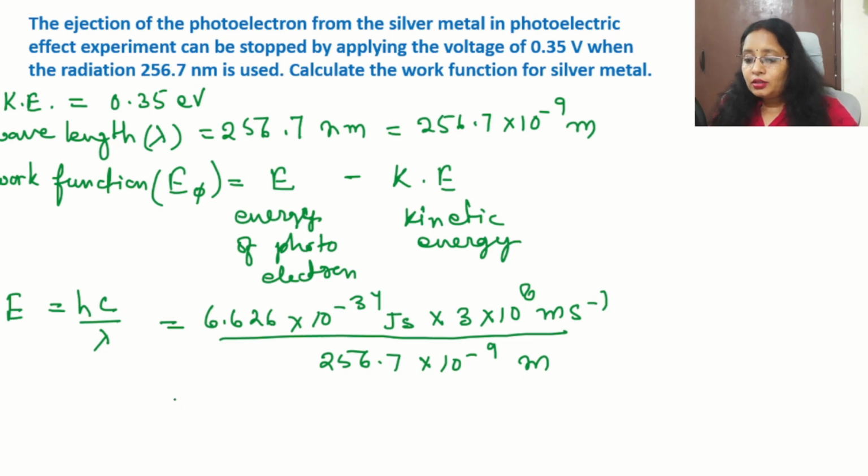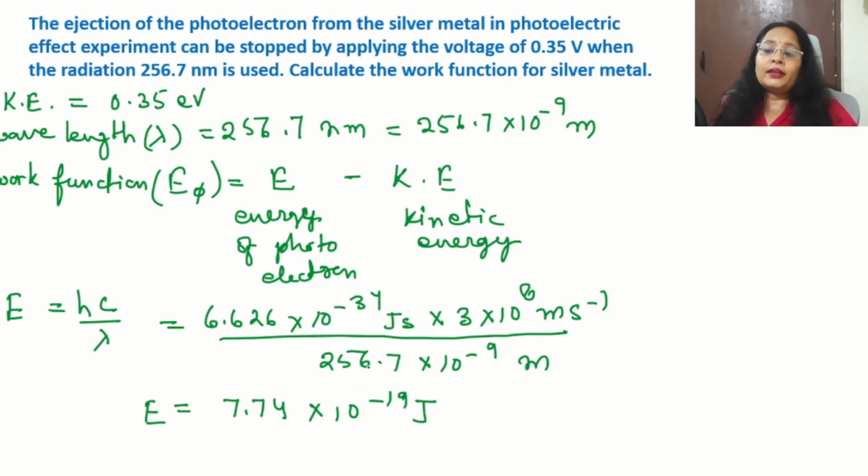Now if we do the calculation, we will get the value here. After multiplying 6.626 with 3 and then dividing it with 256.7, we will get the value 7.74 into 10 to the power minus 19 joule. This is our energy of the photoelectron. Now we can put the energy here, but we can see that what we calculated is in joule and the kinetic energy is given in electron volt. So we need to convert the joule into electron volt.